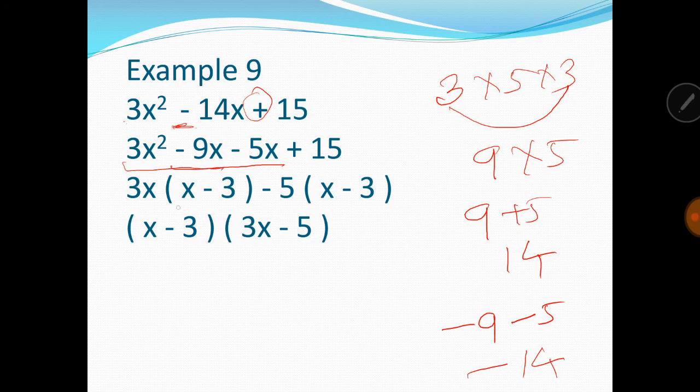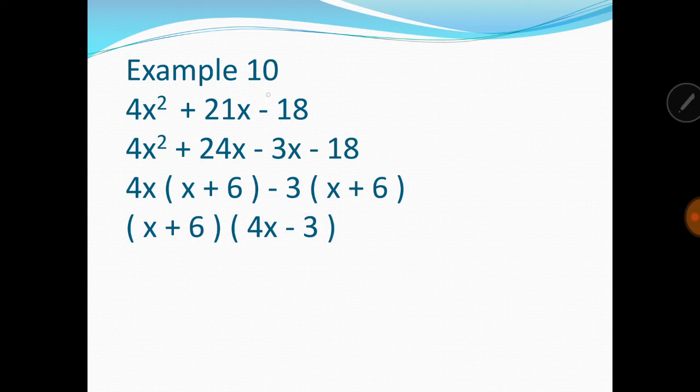You have 3x common here, so x minus 3 here. You have minus 5 common here, so you have x minus 3 in the bracket. Now you have x minus 3 common, so that's here, and what is left is 3x minus 5. So these are the factors.